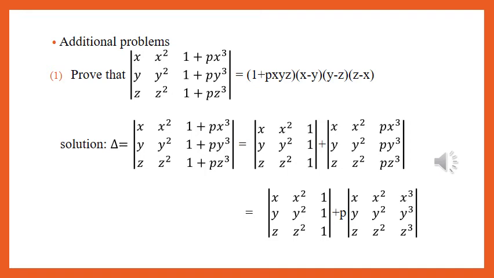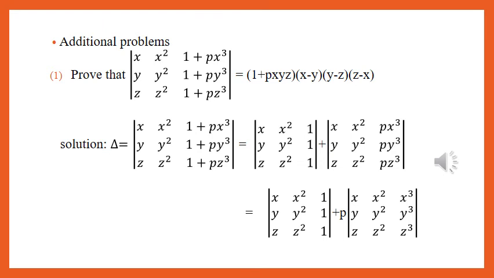Now, how we can do this one? One of the methods is, here we observe C3 elements are sum of two elements. So we use the property, we can break it into two determinants. As a result, delta is determinant x square, 1, y square, 1, z square, 1 plus determinant x square, px cube, y square, py cube, z square, pz cube.